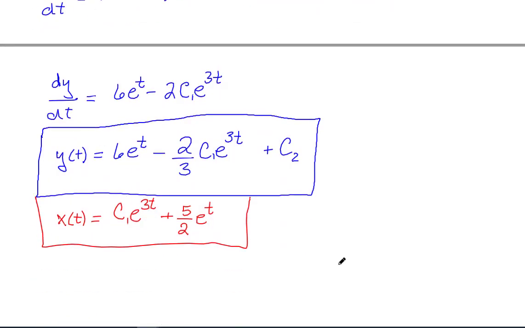And integrating with respect to t, well, the integral of 6e to the t is 6e to the t. Integrate this term, I pick up a 1/3. And since I'm integrating, I pick up another constant of integration. But at that point, we're done. We have our x and y solutions to the system.